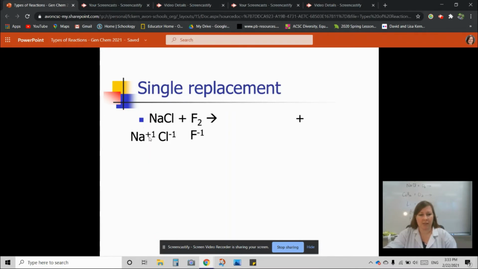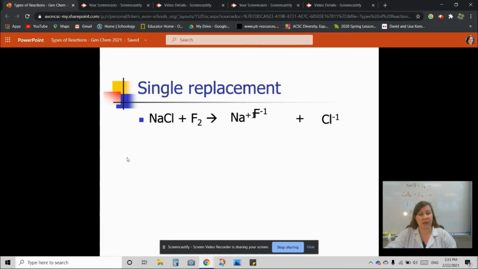So now we had these two, sodium and chloride, bonded together. Now we're going to switch it up where something is bonded with fluoride, and fluoride is negative. It's only going to want to bond with sodium. So on our product side, we're going to put sodium with its +1 charge and fluorine with its -1 charge. And then chlorine is going to be the element by itself.